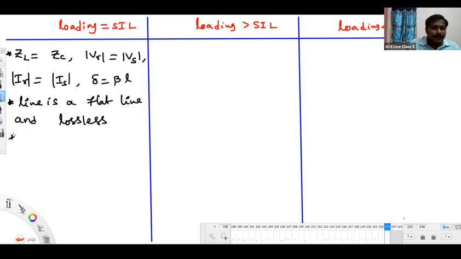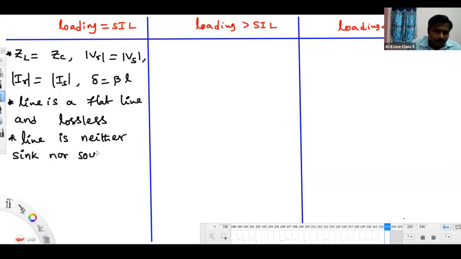What is a transmission line's behavior with respect to reactive power? It will be acting as neither sink nor source of reactive power. The line is neither sink nor source of reactive power.